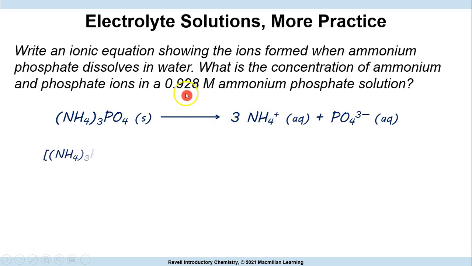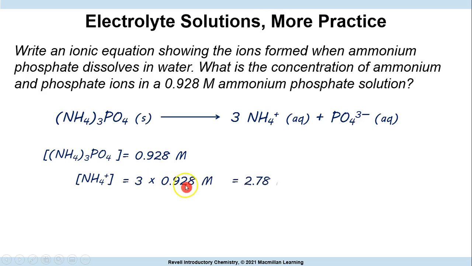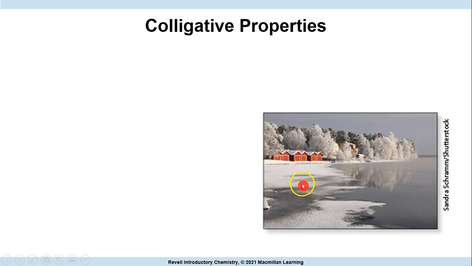So 0.928 molar ammonium phosphate will contain that same amount times 3 for the ammonium ions. So that gives us 3 times 0.928, that is 2.78 molar. And for the phosphate, it is just 1, so it's going to be 1 times 0.928, and that gives us 0.928 molar. So that is all about the concentrations.